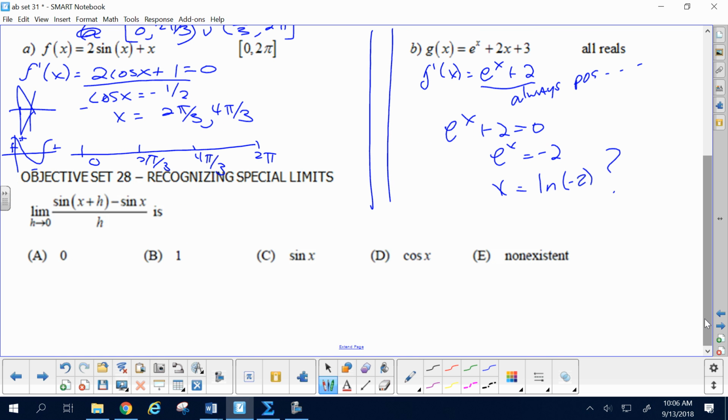Okay, this bad boy. I hope you recognize this as the definition of the derivative. It's the derivative of what? Yes, sine, exactly. Way to go, me. Which is cosine. The answer is B.